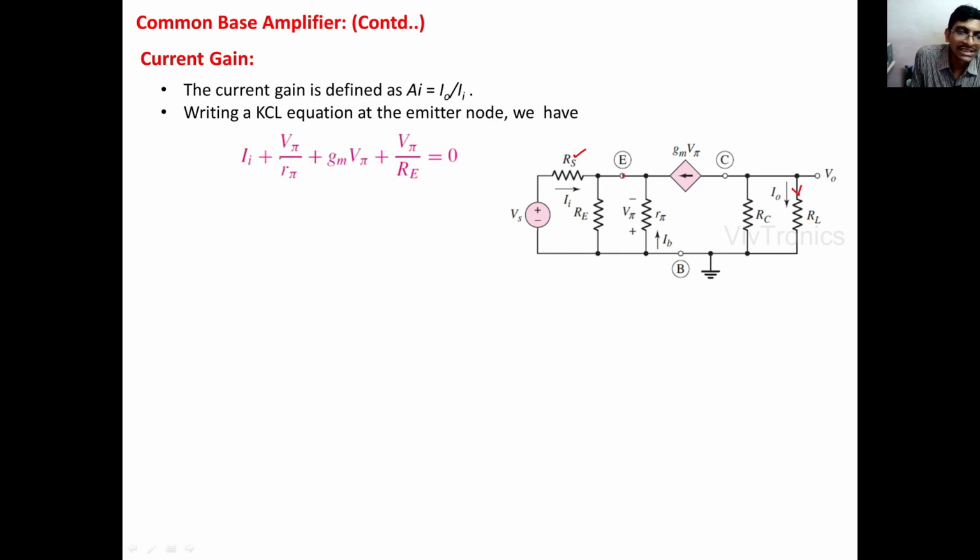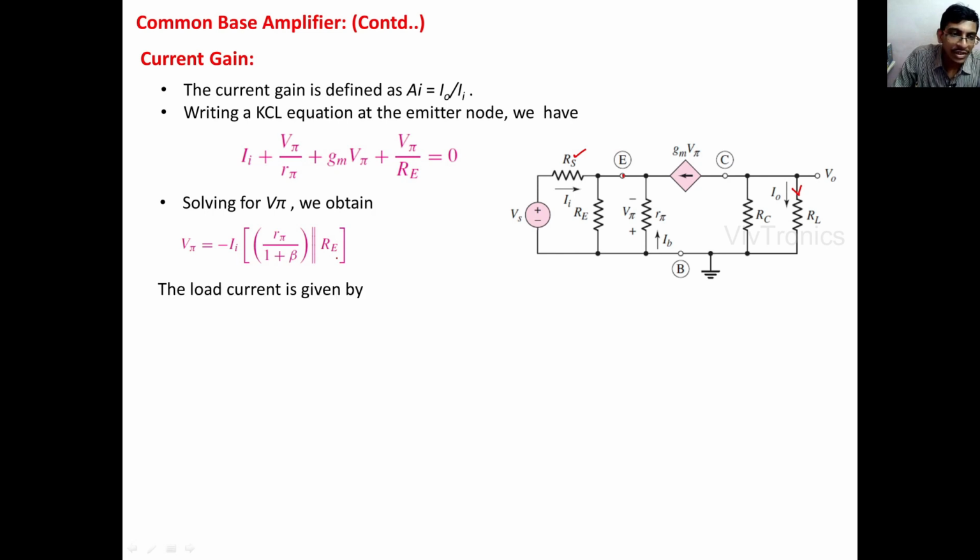Therefore, Ia plus V pi divided by R pi plus Gm V pi plus V pi divided by Re is equal to 0. Now we are going to solve for V pi by taking V pi as common. The V pi will be equal to minus Ia into R pi by 1 plus beta in parallel with Re. That is the V pi equation.